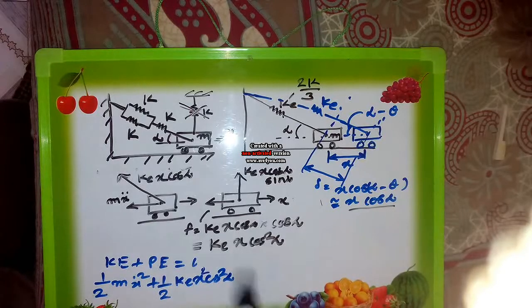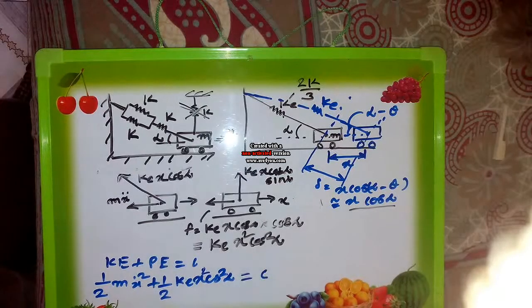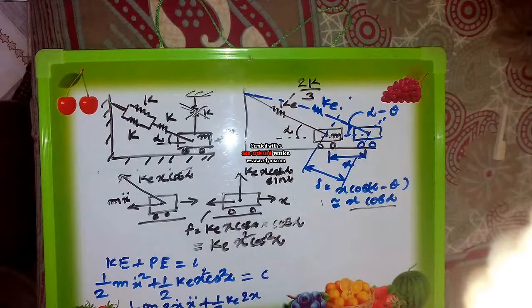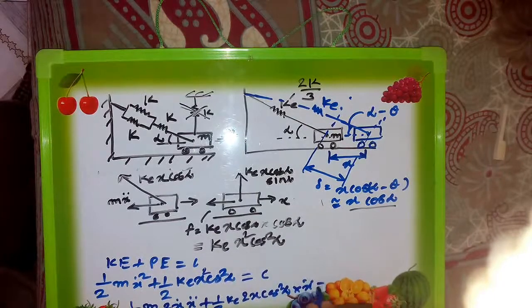I am very sorry, in here itself I have to write down K into x squared into cos squared alpha. Fine. So now that is equal to constant. Now take the derivative with respect to time. So I get 1/2 into this m into 2x dot into x double dot plus 1/2 into this K equivalent, that is 2K by 3, that we will put in afterwards, into 2x cos squared alpha into x double dot, that is equal to 0.